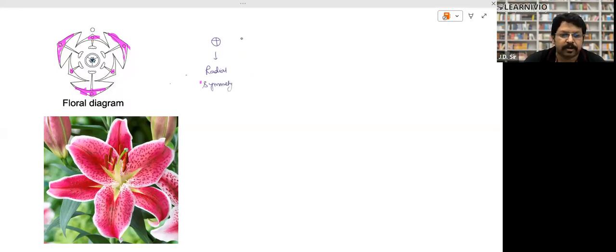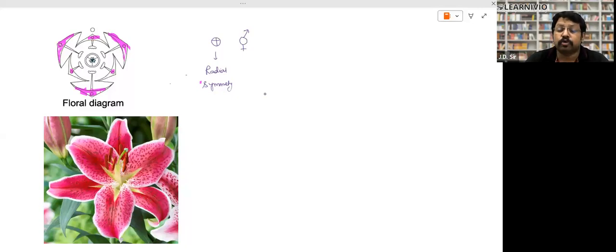That is actinomorphic. Bisexual, male and female sex organs are both present. You can see androecium and gynoecium both are present. So bisexual. Here petals and sepals are not differentiated. You cannot say these are petals or sepals. There is only a single word, either you call it petal or you call it sepal.